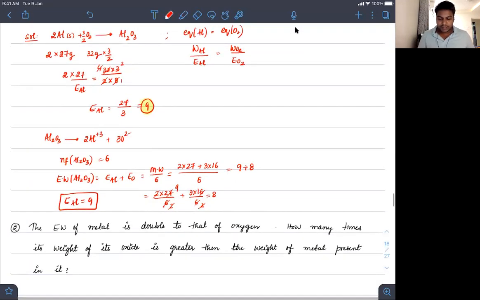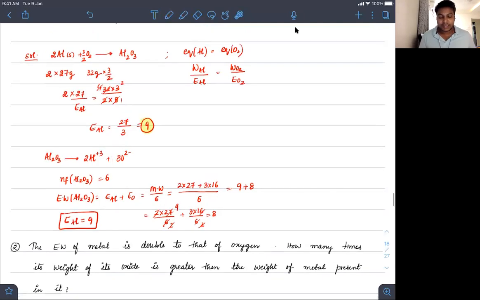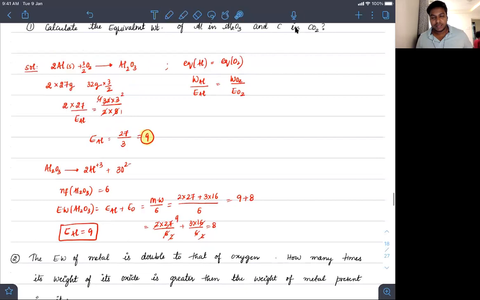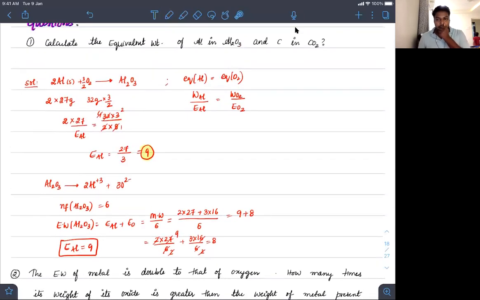Either you take it this way or you take it that way. It doesn't matter, as long as you know the balanced equation. In given cases, then you know what is the equivalent weight of that metal. Any doubt in solving there? Have you understood that?